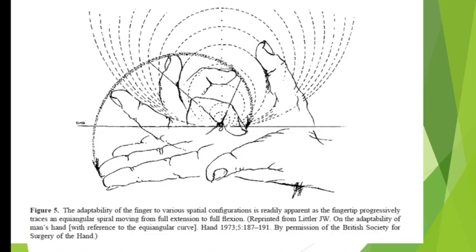The same is depicted in this picture of the Fibonacci sequence. When the finger is completely extended and when it flexes, the tip takes a spatial configuration, and the fingertip progressively takes an equiangular spiral.